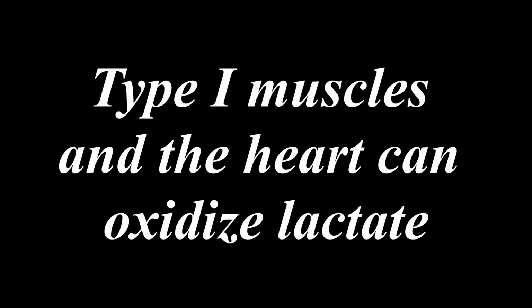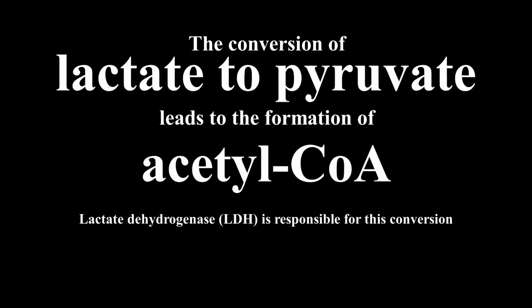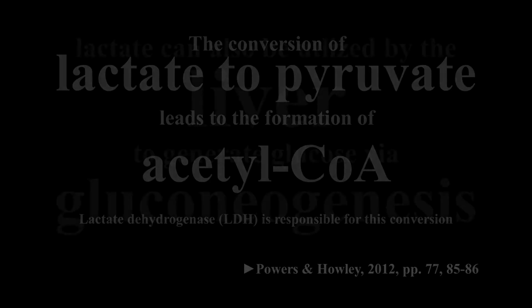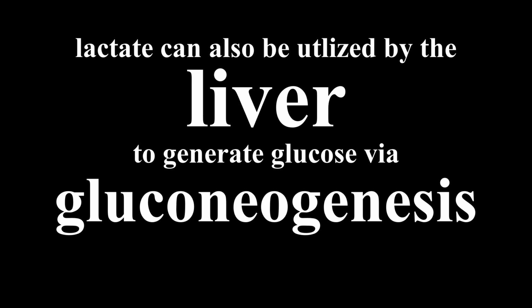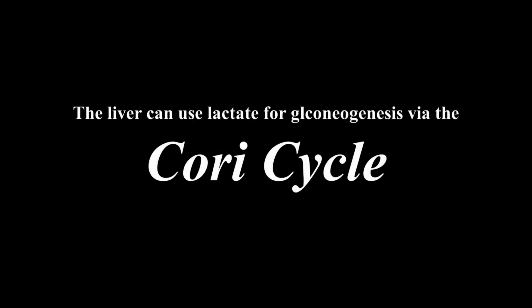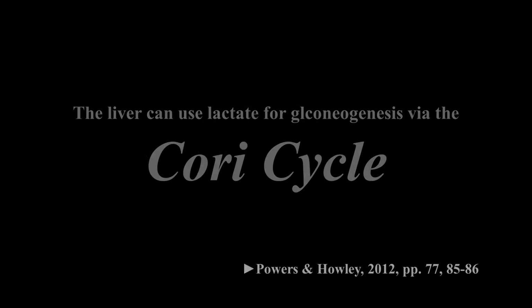Type 1 muscle fibers in the heart can oxidize lactate. Remember, lactate dehydrogenase, LDH, in type 1 fibers converts lactate to pyruvate, which in turn gets converted to acetyl-CoA in the Krebs cycle. The liver can use lactate to synthesize glucose via gluconeogenesis, via something called the Cori cycle. Without the Cori cycle to take up blood lactate to form glucose, hypoglycemia would occur during prolonged exercise.